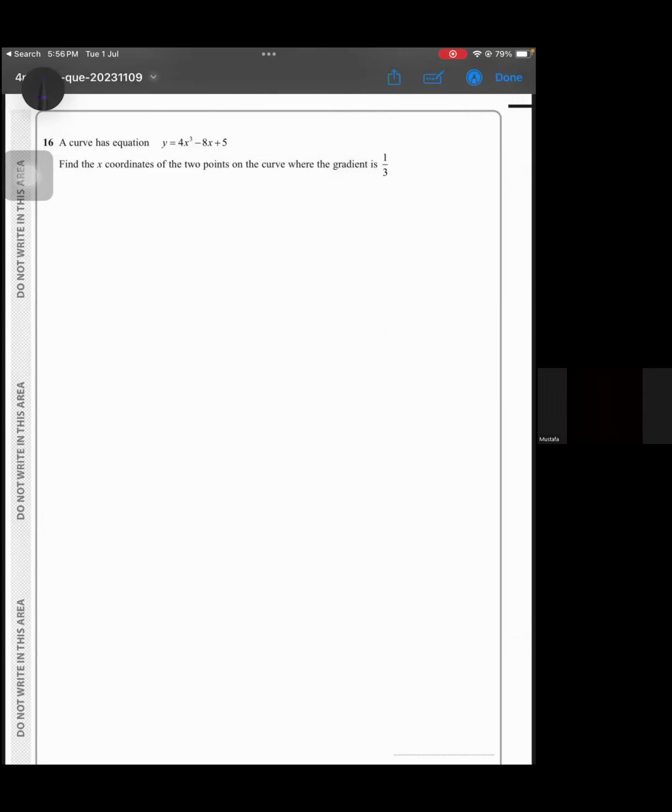Okay. A curve has equation y equals 4x cubed minus 8x plus 5. Find the x coordinates of the 2 points on the curve. Just remember that whenever we deal with the curve and there is a discussion of the gradient, the first thing which comes to your mind is basically you have to differentiate it.